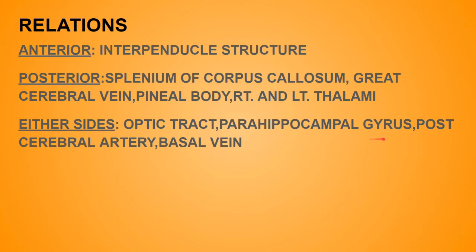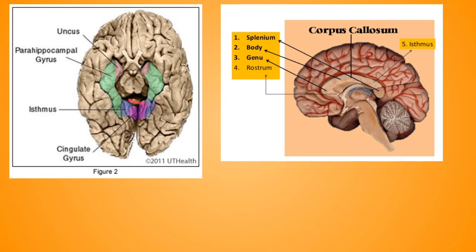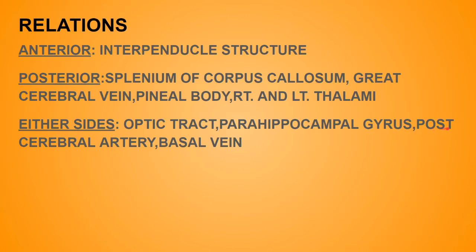Now what is the parahippocampal gyrus? As you can see in this diagram, this green colour structure is the parahippocampal gyrus. This parahippocampal gyrus is a grey matter cortical region of the brain that surrounds the hippocampus and is a part of the limbic system. This region plays an important role in memory encoding and retrieval. Then we have the posterior cerebral artery and the basal vein.